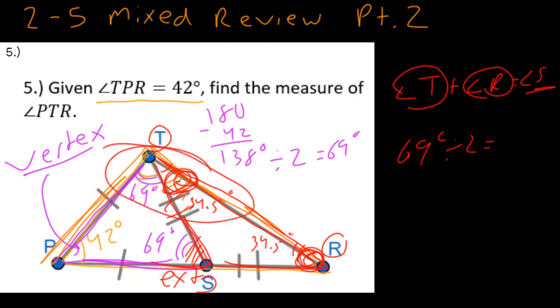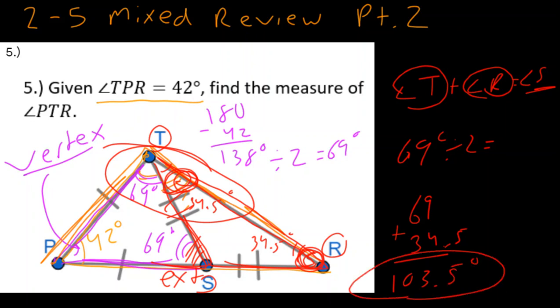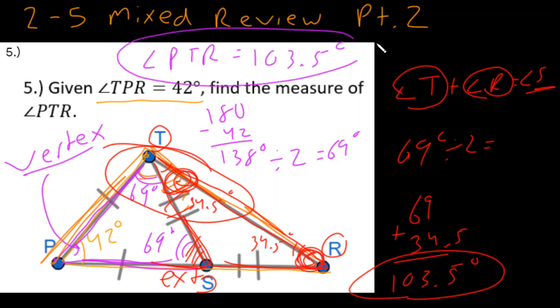Now guys, all you have to do is add up those two things. If you just do 69, that very first angle, plus 34.5 degrees, you're going to get 103.5 degrees as our answer. And so we can say angle PTR is equal to 103.5 degrees. Alright, let's go ahead and move on to example number 6.